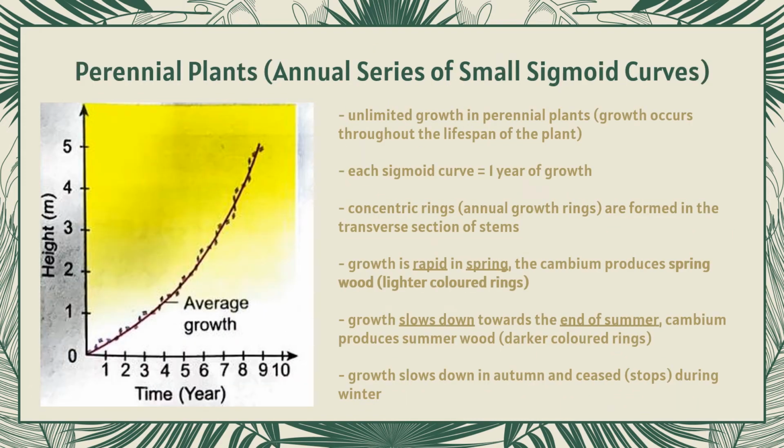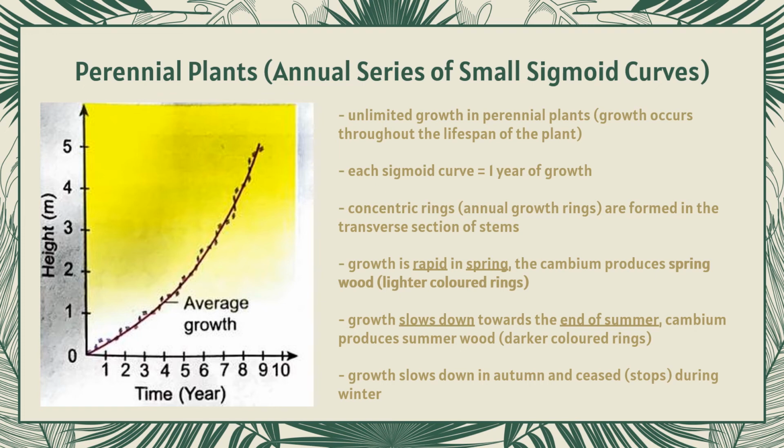And finally, we have the perennial plants. Perennial plants' growth curves are comprised of an annual series of small sigmoid curves. The unlimited growth in perennial plants means that growth occurs throughout the lifespan of the plant. Each sigmoid curve represents 1 year of growth. And with this, concentric rings, known as annual growth rings, are formed in the transverse section of stems. Meaning, if you cut the stem of a perennial plant diagonally, there will be concentric rings throughout the stem that show how old the tree is.